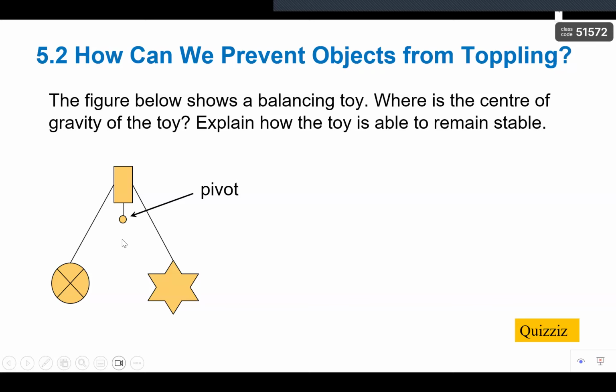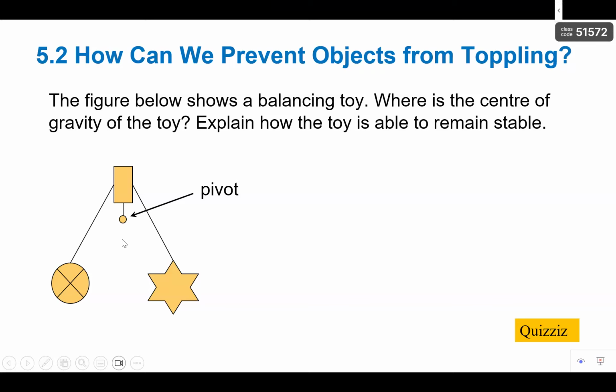So how is the toy able to remain stable? Take note that in such questions, it depends. Sometimes the question will ask, what happens when this toy is tilted to the right? What happens when this toy is tilted to the left? And sometimes the question will be very general. How does this toy remain stable?